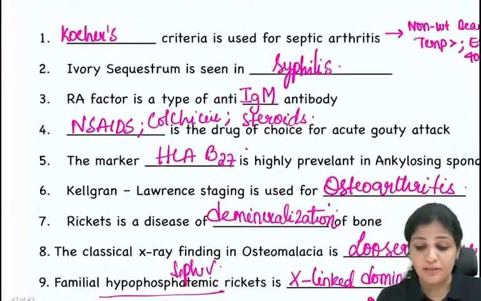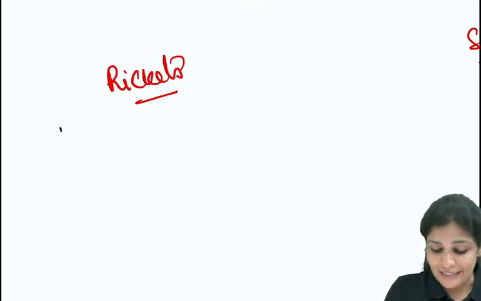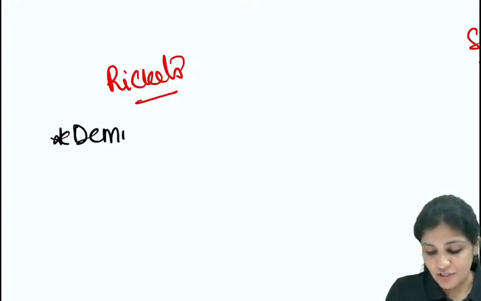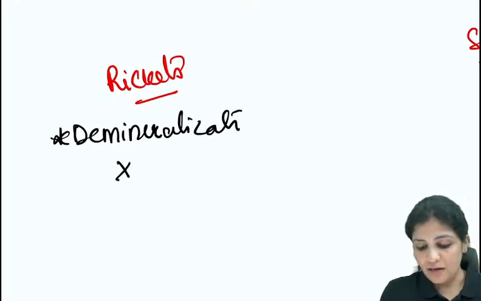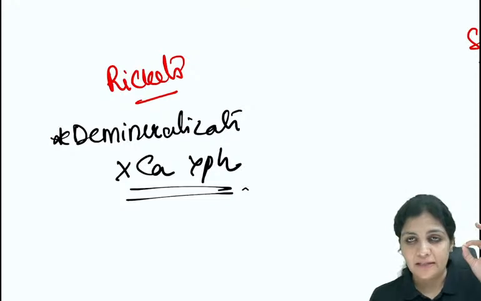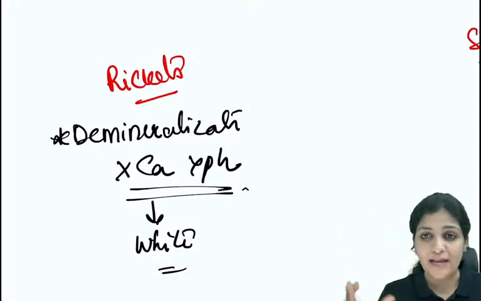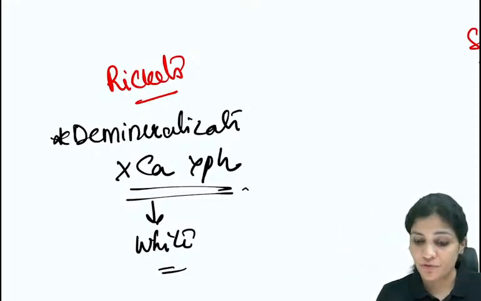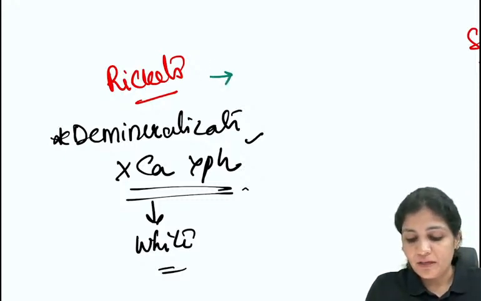So now coming to the X-rays of scurvy and rickets, which I wanted to tell you. Rickets is a disease of demineralization. That means there is no calcium and phosphorus. So if you remember, the calcium is responsible for the white color in the X-ray, right? You see the bone as white in color because of the presence of calcium. Now what happened? The calcium is completely absent. So what you find is the lucency, right?